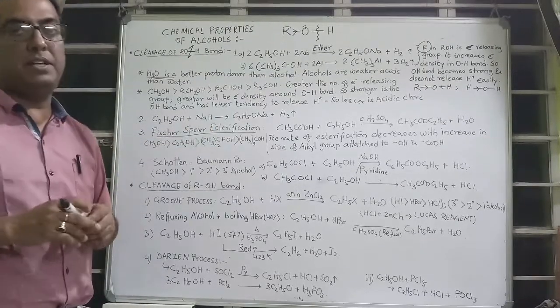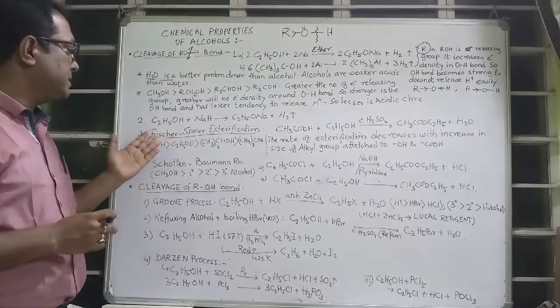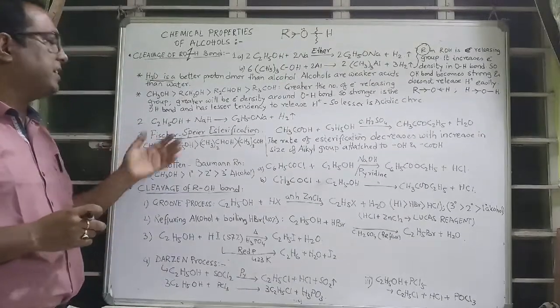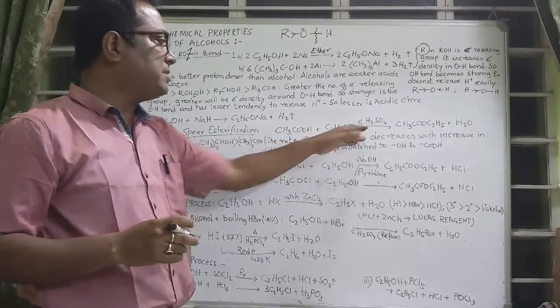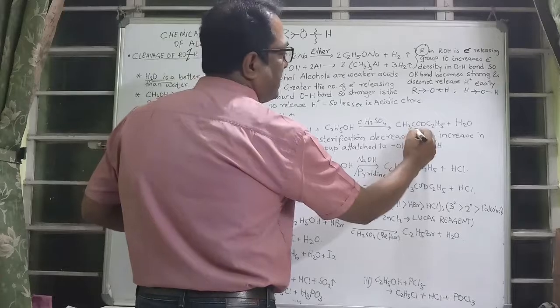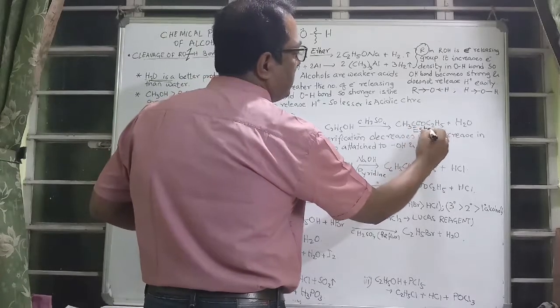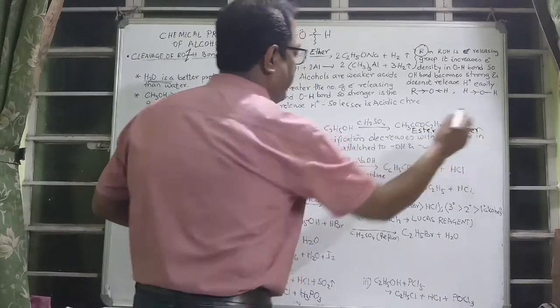Students, you have already learned very nicely about esterification even in class 10. It was first conducted by Fischer and Speier. So this is acid and alcohol. In the presence of sulfuric acid, it is going to form ester, E-S-T-E-R, and water. This is what we call esterification.